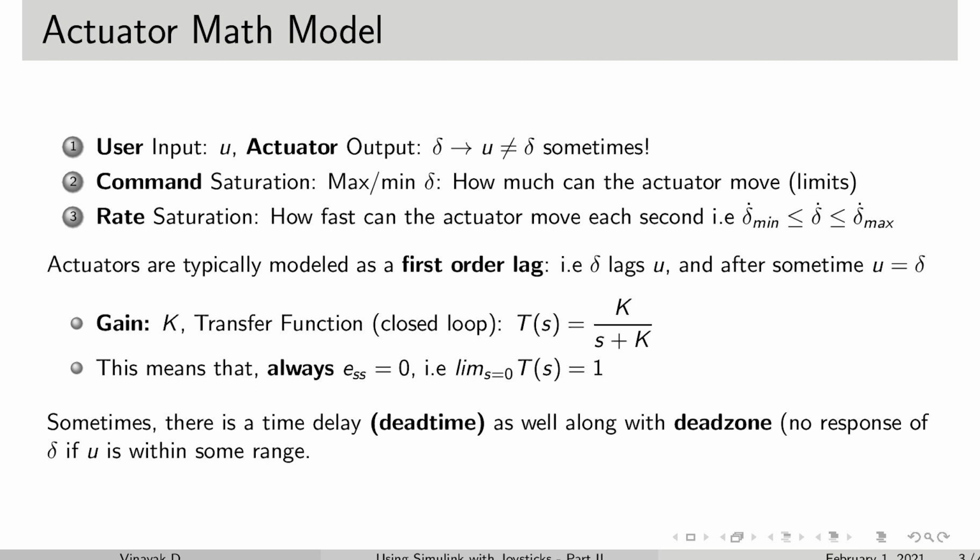You actually don't want delta and U to be the same because you don't want it to respond too fast. So this lag lets you achieve a bit of a delay, and it also lets the system stabilize better. So a first order lag is very important.